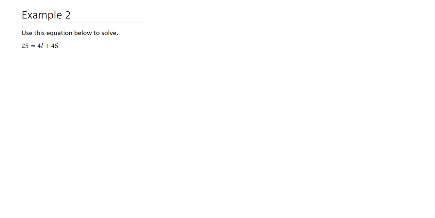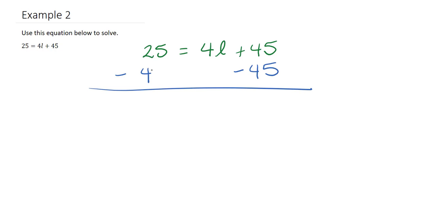So example 2, we're going to use the equation below to solve. We have 25 is equal to 4L plus 45. So what's our first step? Well, we need to get L by itself. So what we do is subtract on both sides, because we're always going to add or subtract first before we start multiplying or dividing.